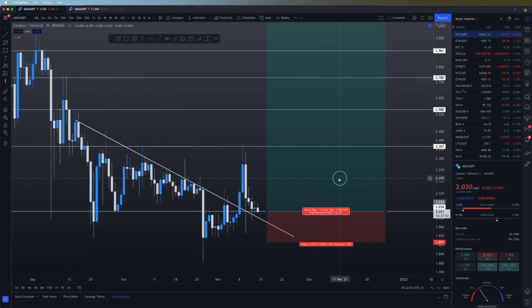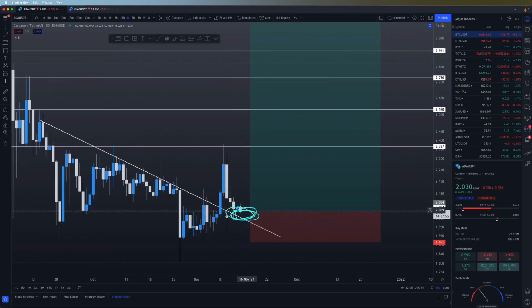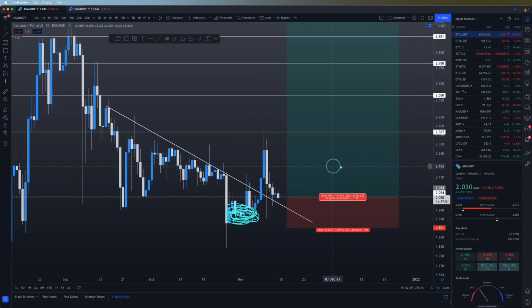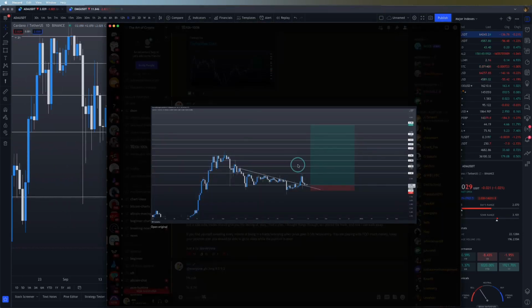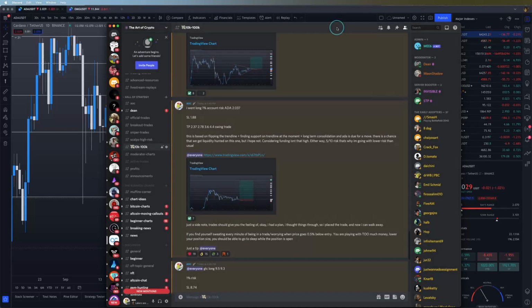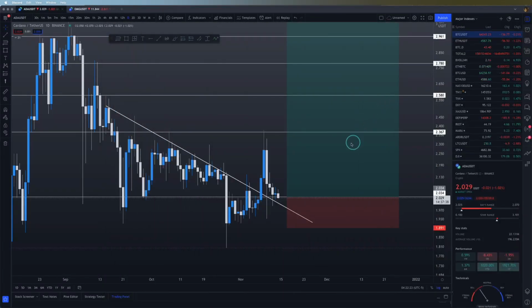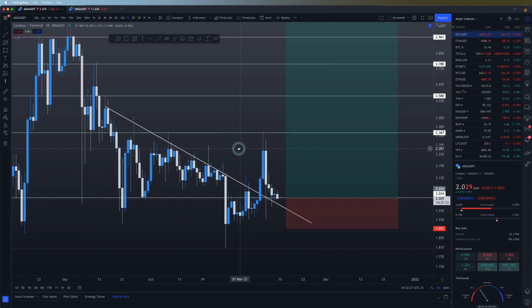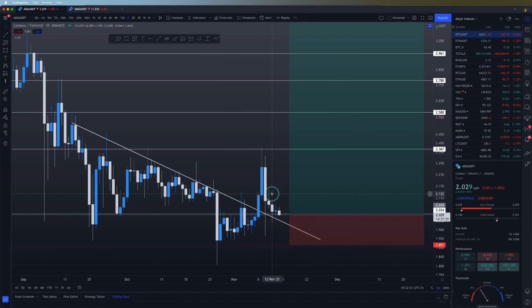If you were looking at ADA, this retest of the trend line right here is something that I would absolutely do. In fact, I did already call it in my private Discord group as a trade in the 10k to 100k challenge, where I'm trying to grow 10k into 100k. So far we're sitting at about 50k, but let's get back to the trade and not stray away from the topic.